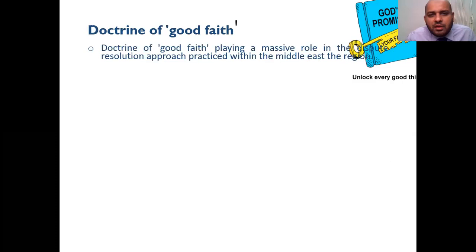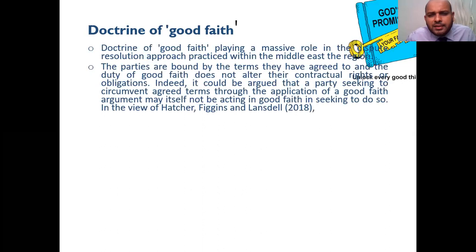The doctrine of good faith plays a massive role in the dispute resolution approach and practice in the Middle East region. The parties are bound by the terms they have agreed to, and the duty of good faith does not alter their contractual rights. Within their contractual rights, you have an obligation to act in good faith. Indeed, it could be argued that a party seeking to avoid the agreed terms through an application of a good faith argument may itself not be acting in good faith in seeking to do so.